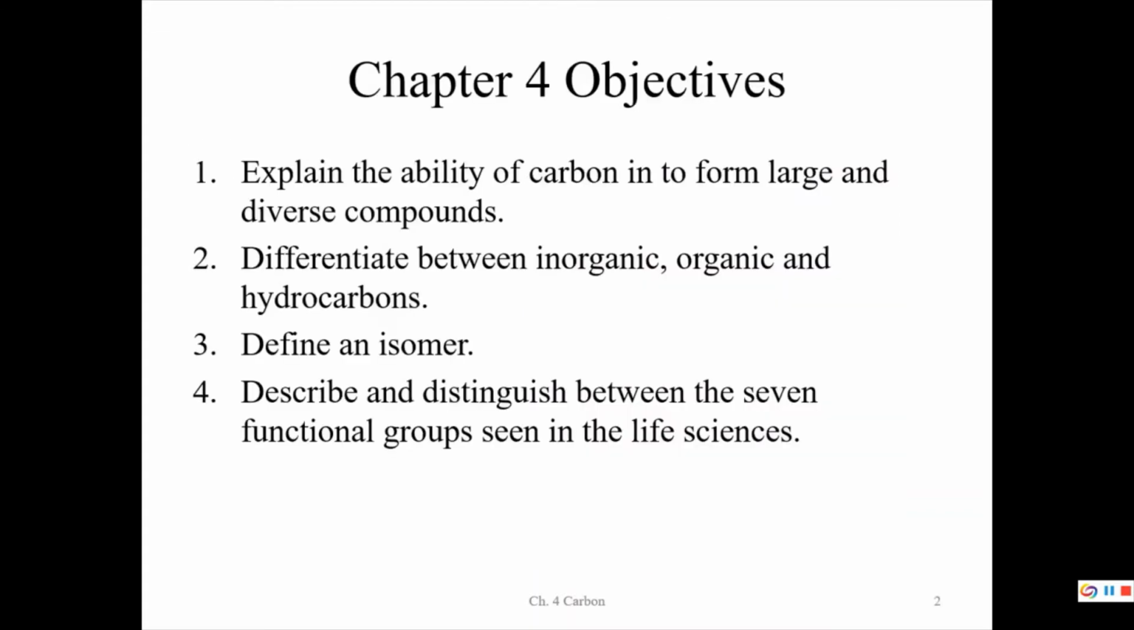Now, one of the big things we're going to talk about is how carbon can form large compounds, things like that. Now, I will say this, that 2, 3, and 4 are going to be my big things for here, okay? That's going to be my big units for this. This will be the meat and potatoes for this. The first objective is a little bit harder to really discuss, but I'll talk about it.